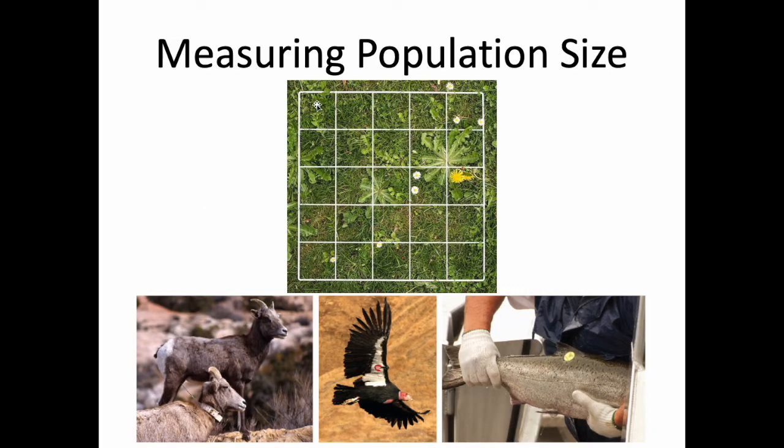You could use quadrats like this to count how many plants are within this square and then extrapolate that to the entire field ecosystem. You could do mark and capture and release on various animals that won't stay put for something like this. And again, you're estimating the population size, but it refers to the number of individuals in the population.